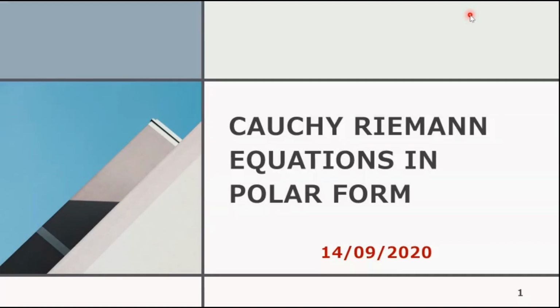x and y are called the Cartesian coordinates. Now, what are polar coordinates? We have done them in complex numbers and in double integration. r and theta, yes, correct. So we have done the Cauchy-Riemann equations in Cartesian form, that is in terms of x and y. We had ux equal to vy and uy equal to minus vx. Now we are going to get the Cauchy-Riemann equations, or the CR equations, in the polar form.